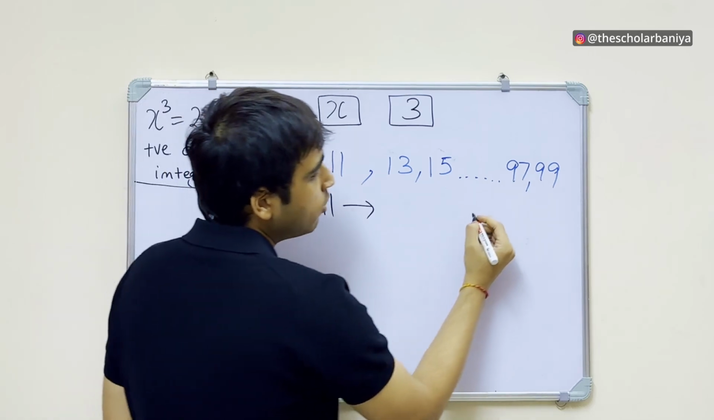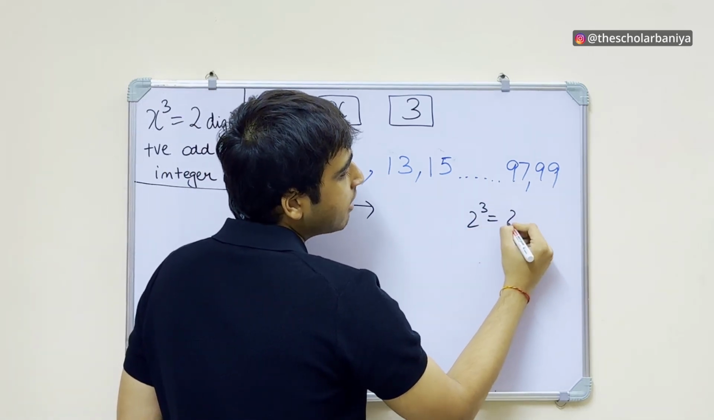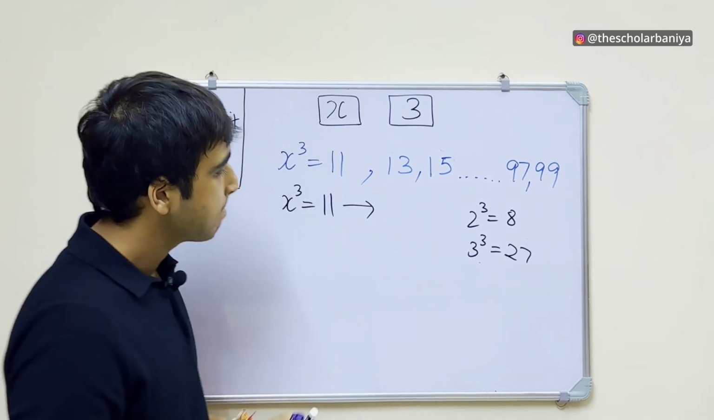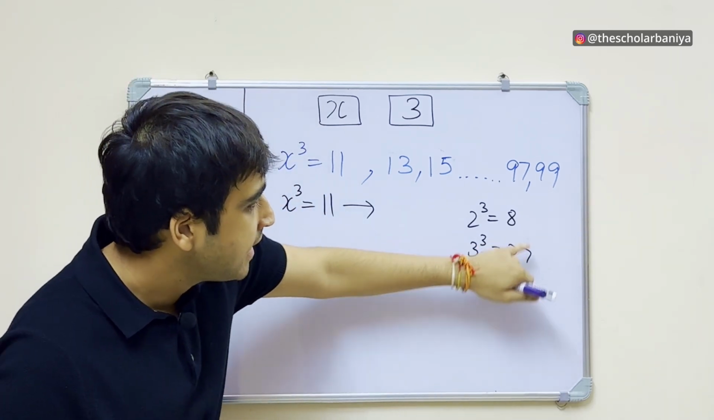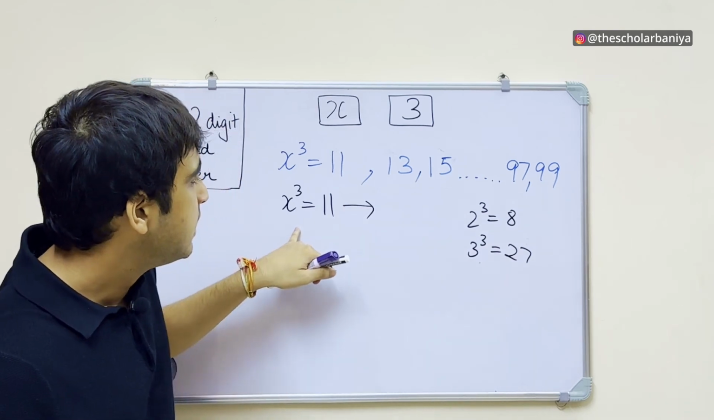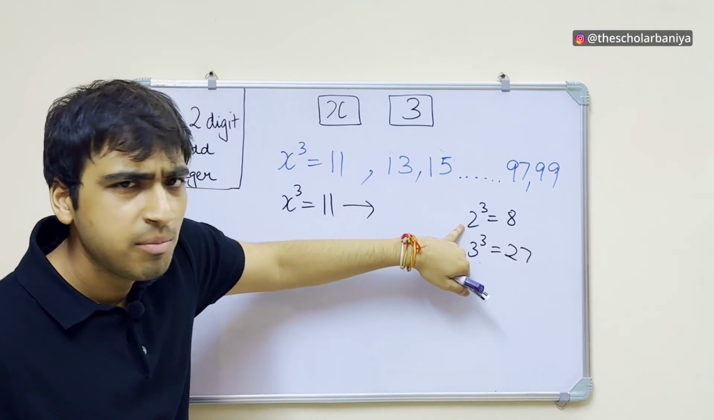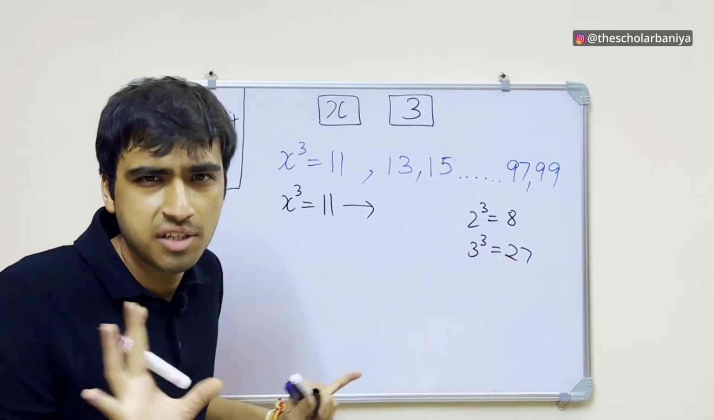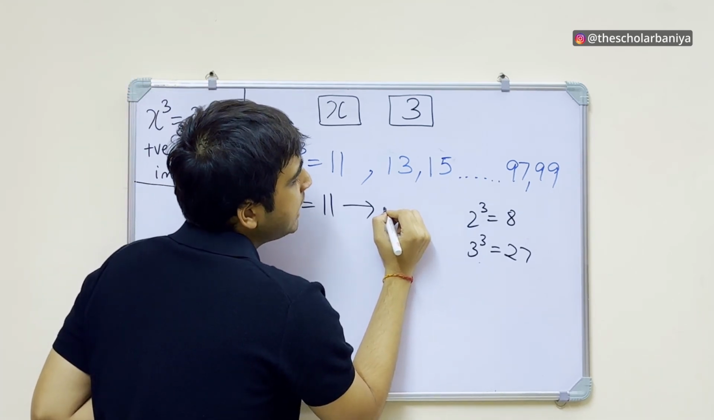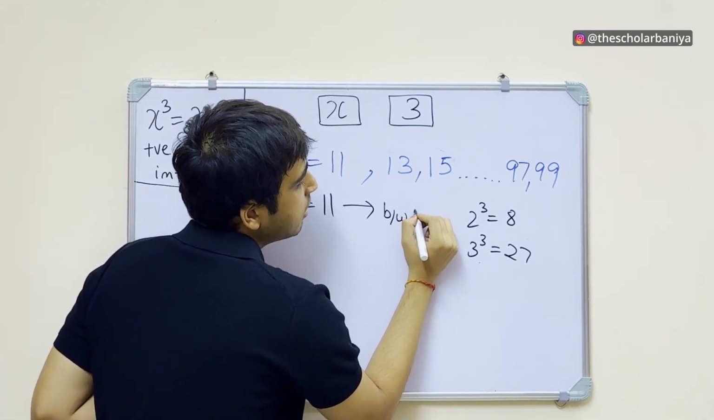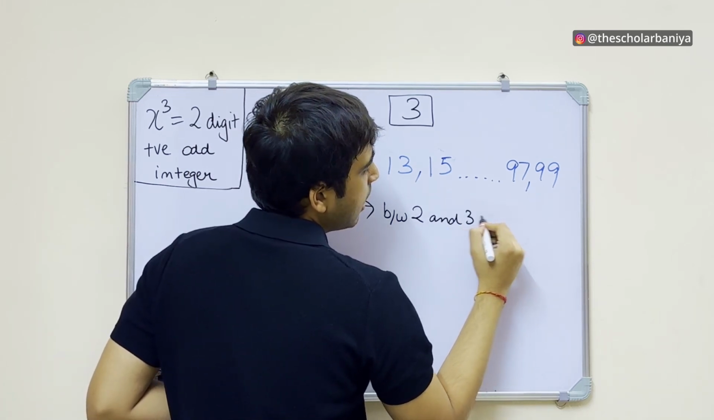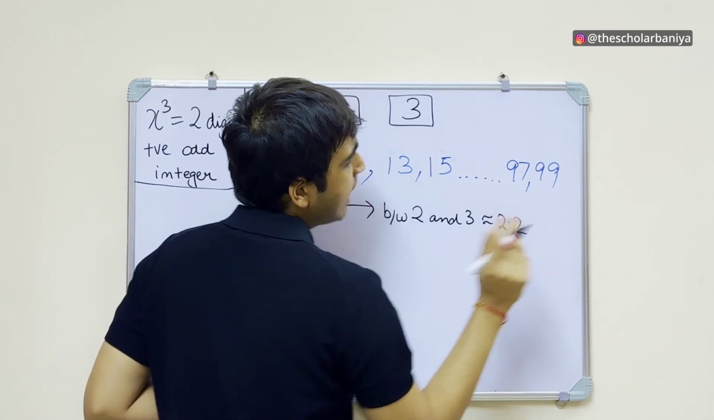Because we know that 2 cube is equal to 8 and 3 cube is equal to 27, right? So 11 is between 8 and 27. This means x will be somewhere around 2.2, 2.3, whatever, I don't care. So this number will be somewhere between 2 and 3, approximately 2.2-ish.